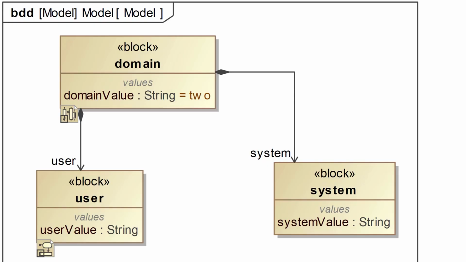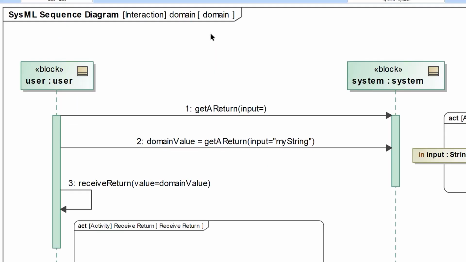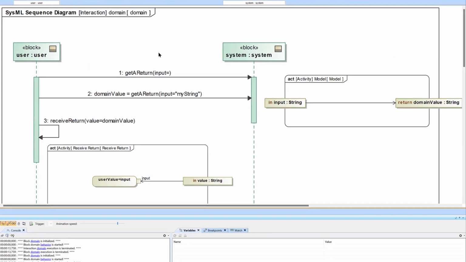So what that means is when you look back at this, you can actually set the return value to be either that value property of the domain that's called domain value, or you can set it to a value property of this target object, which in this case is the system block.